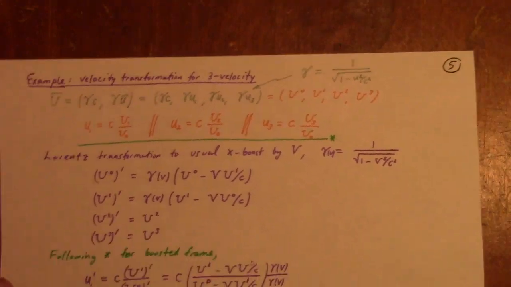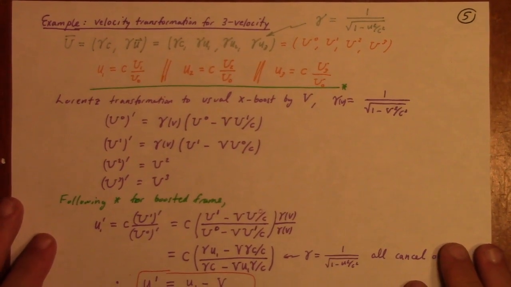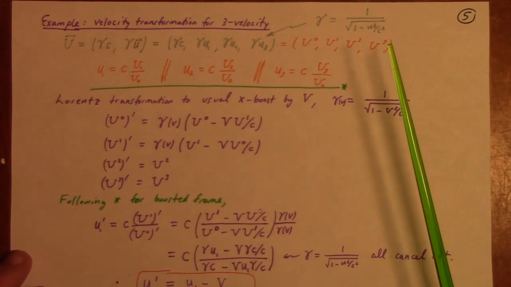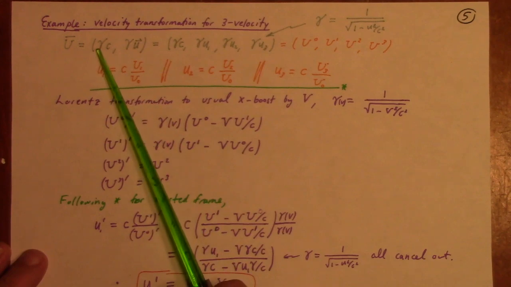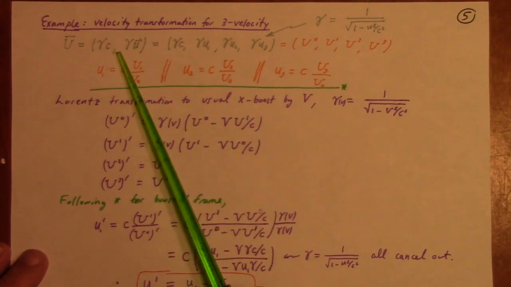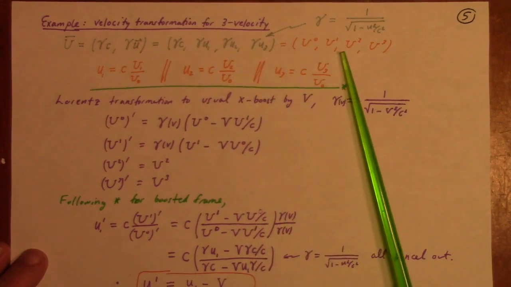Now, one of the homework problems I gave you was to derive the velocity transformation rules. Here's a really cool alternative way to derive them using the 4-velocity. All right, so the 4-velocity is gamma c, gamma u vector, which in more detail is gamma c, gamma u1, gamma u2, gamma u3.